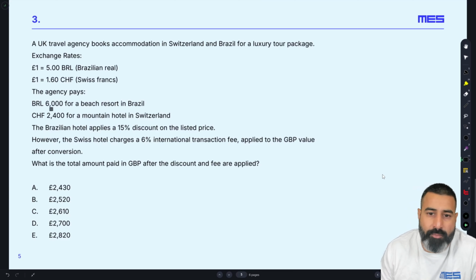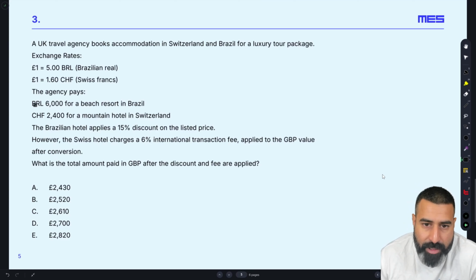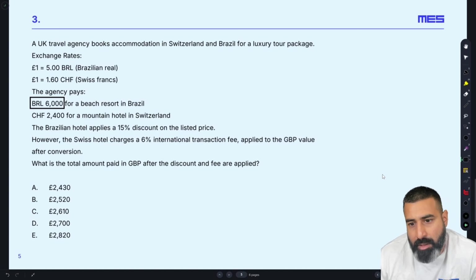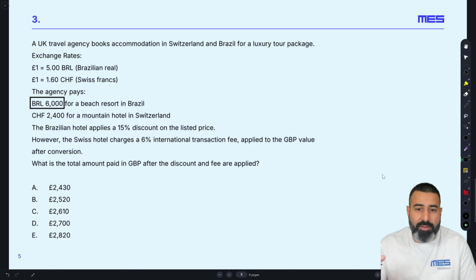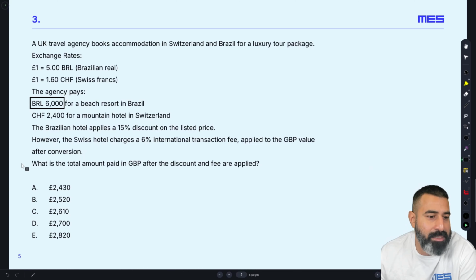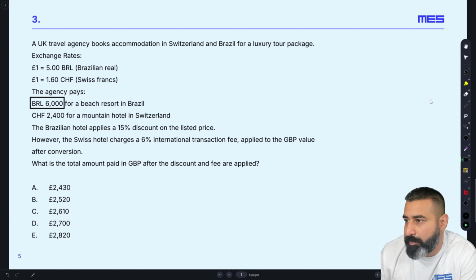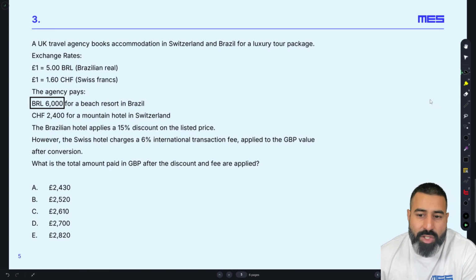So, presumably this price, which is the listed price. Okay. However, the Swiss hotel charges a 6% international transaction fee applied to the GBP value after the conversion. Okay, nice. So this is a combo of 2 currencies with a discount and a charge or a fee. Call it what you want. So we need to work out the total amount paid in GBP after the discount and the fee are applied.